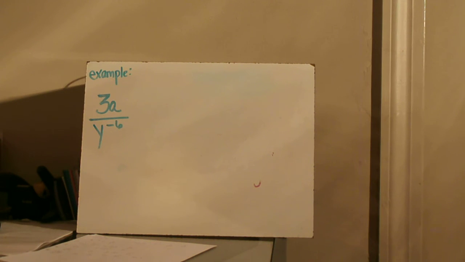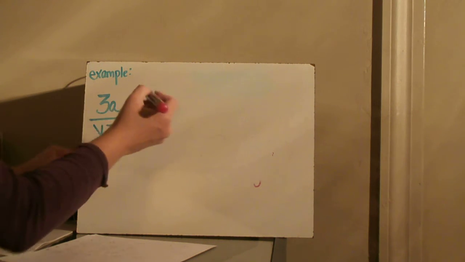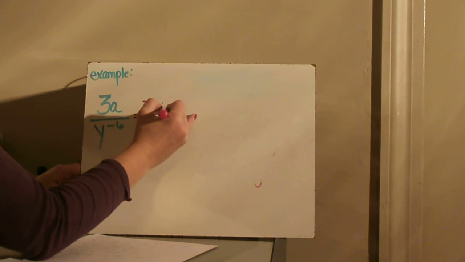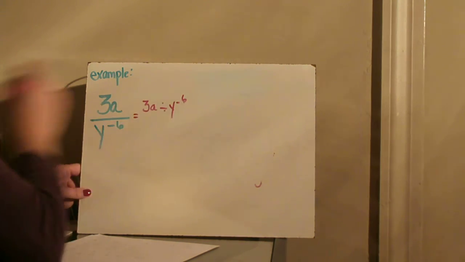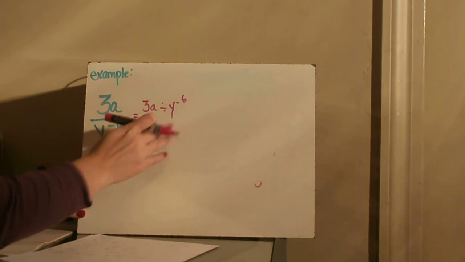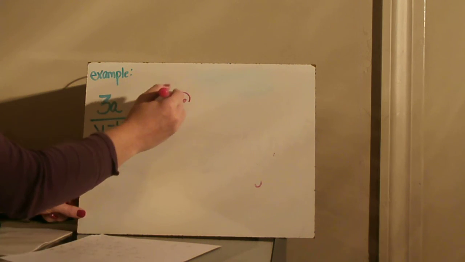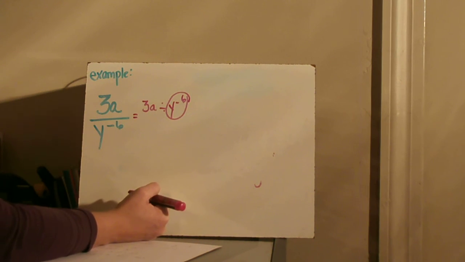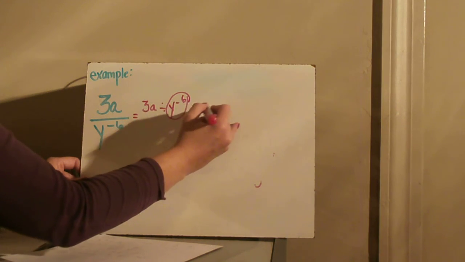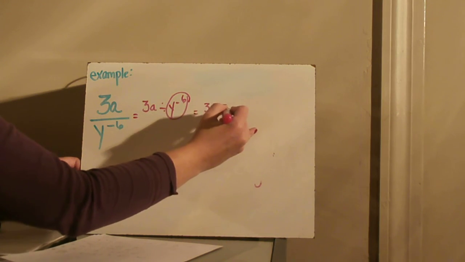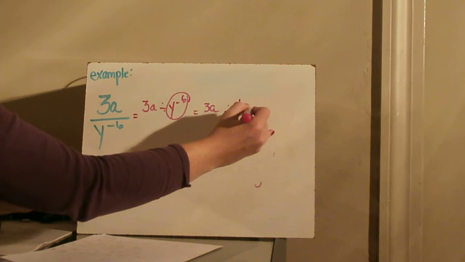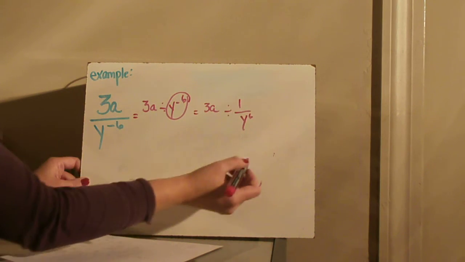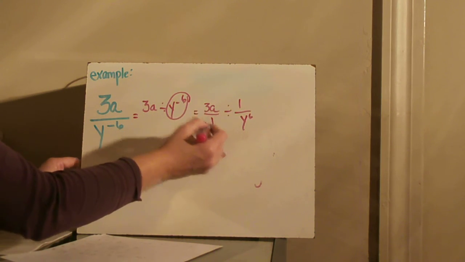All right. Our final example is 3a divided by y to the negative 6. Again, I'm just going to write it horizontally so we can get a little better picture of what we're simplifying. So we have 3a divided by y to the negative 6. I'm going to use my rule to simplify y to the negative 6. So I have 3a divided by 1 over y to the 6th. And do remember that this is 3a over 1.